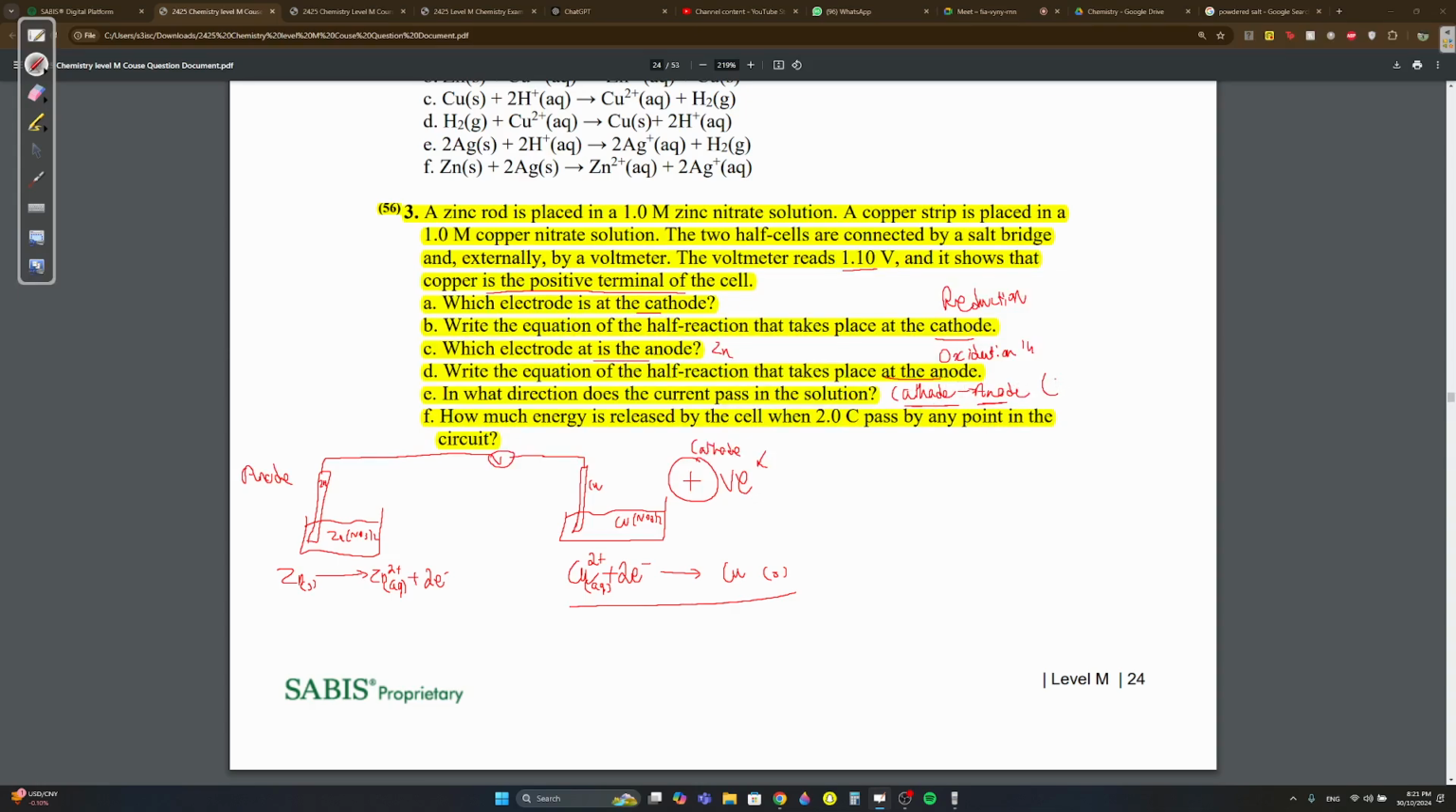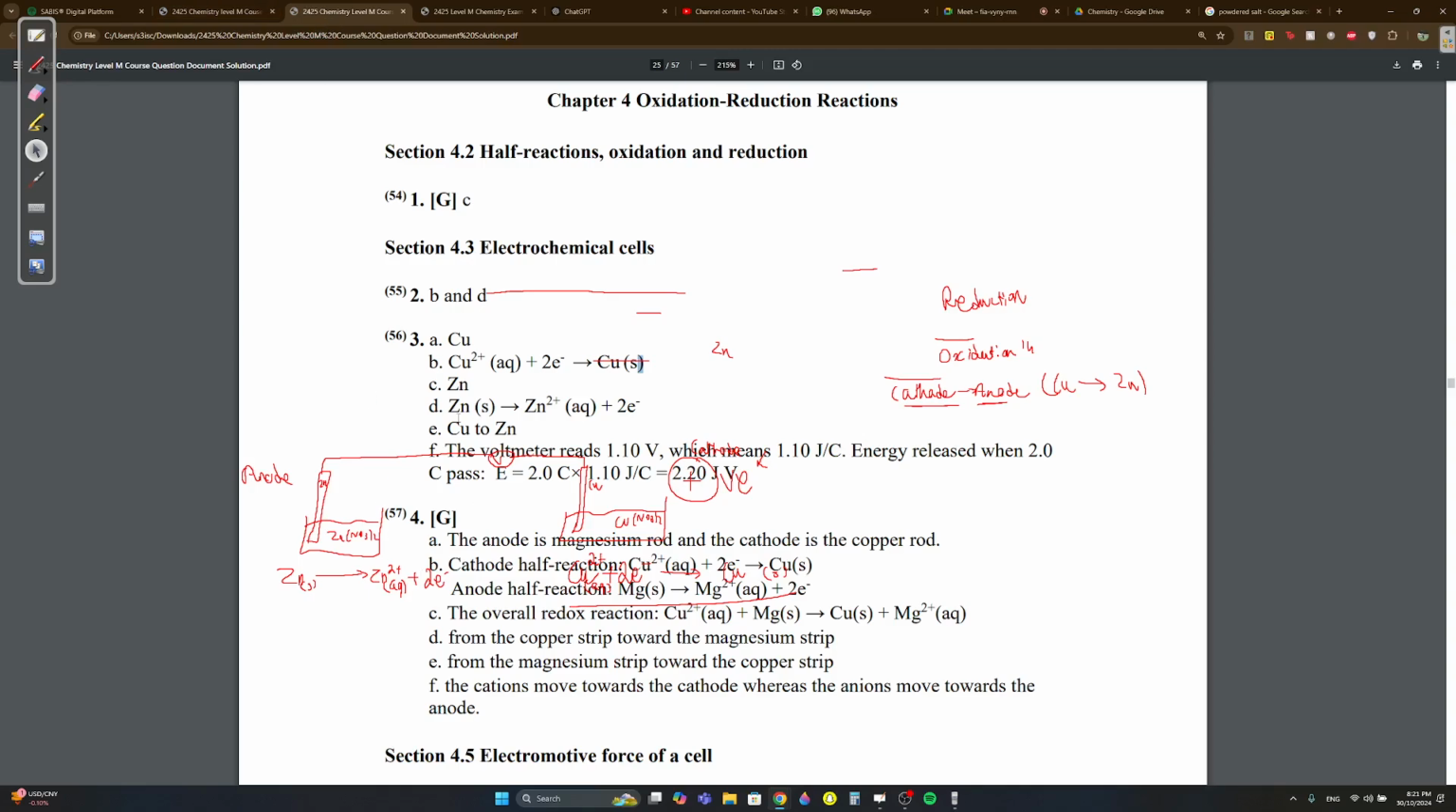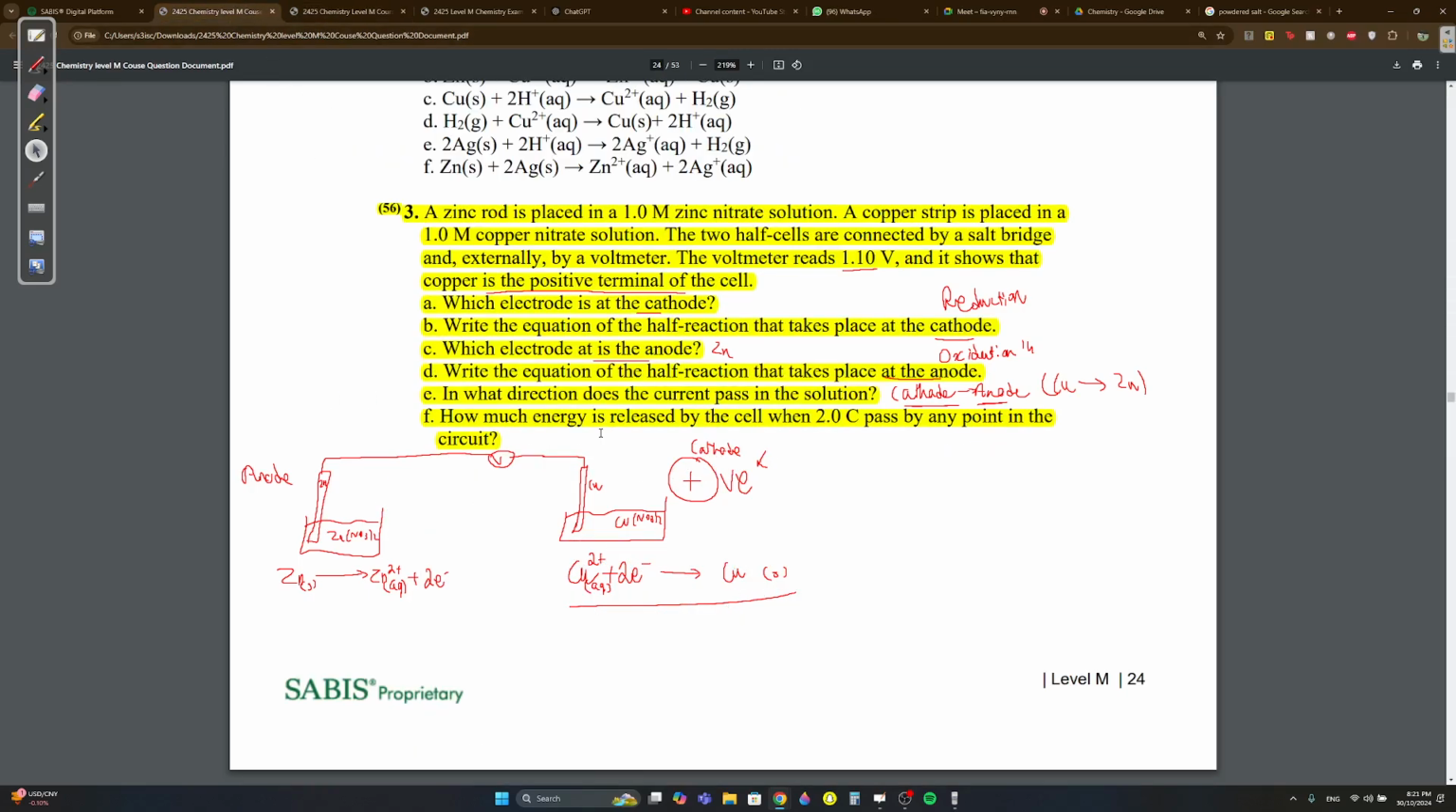And in this case, the cathode is copper, and the anode is zinc. Okay, let's check on our E answer. Cu to the n, absolutely. How much energy is it? Okay.